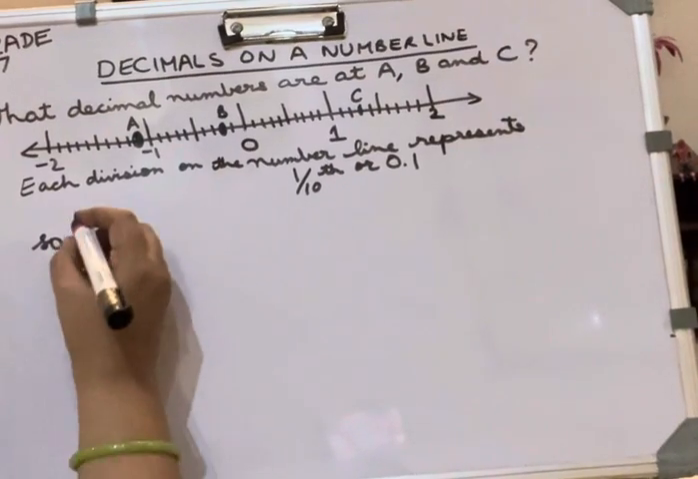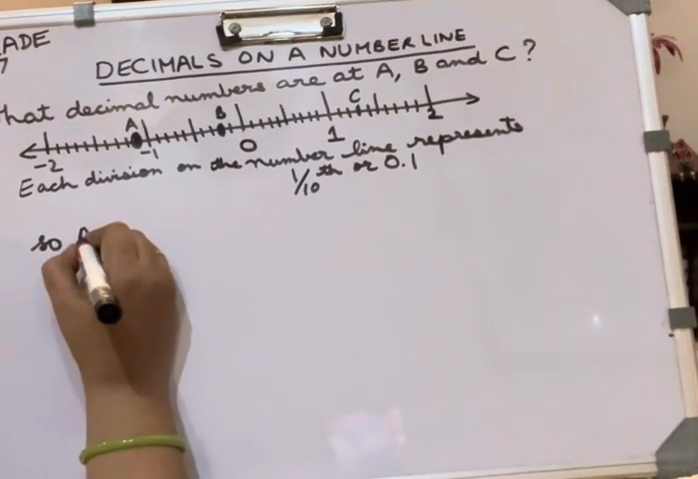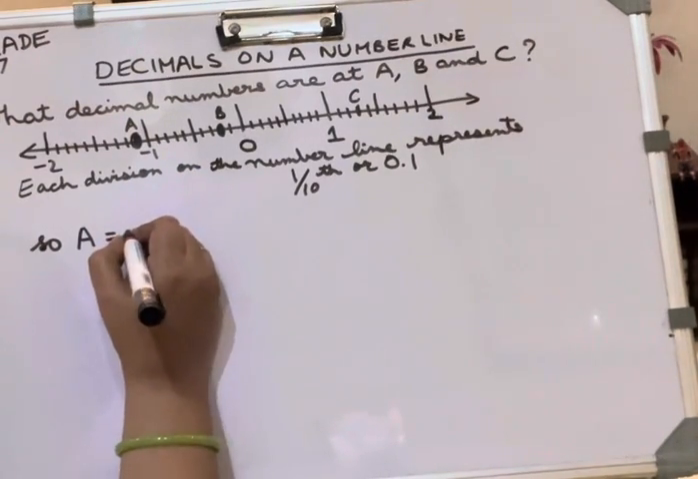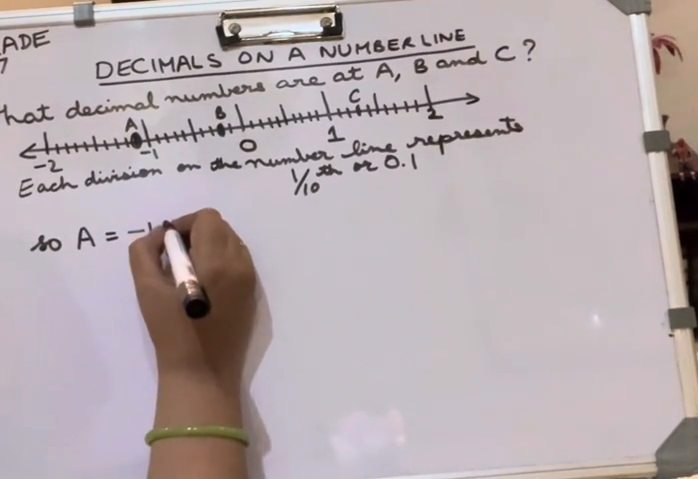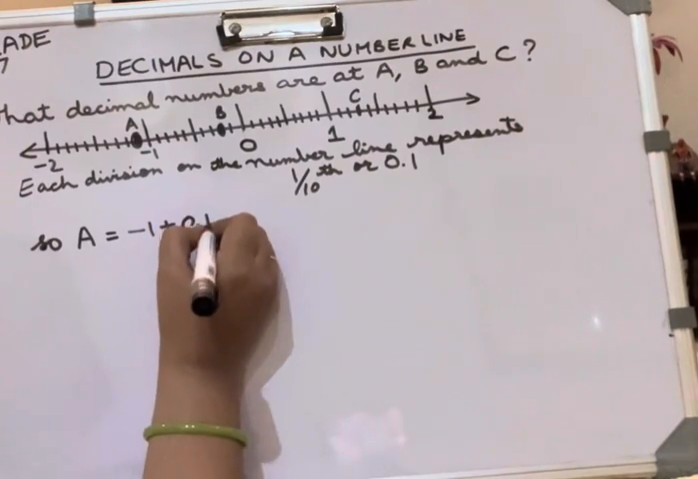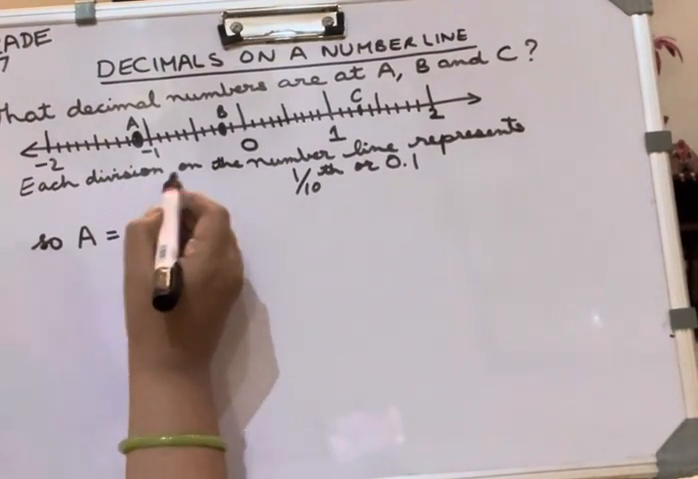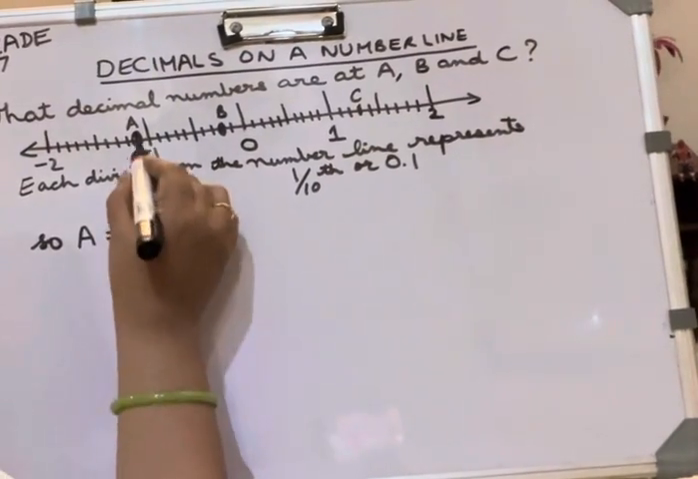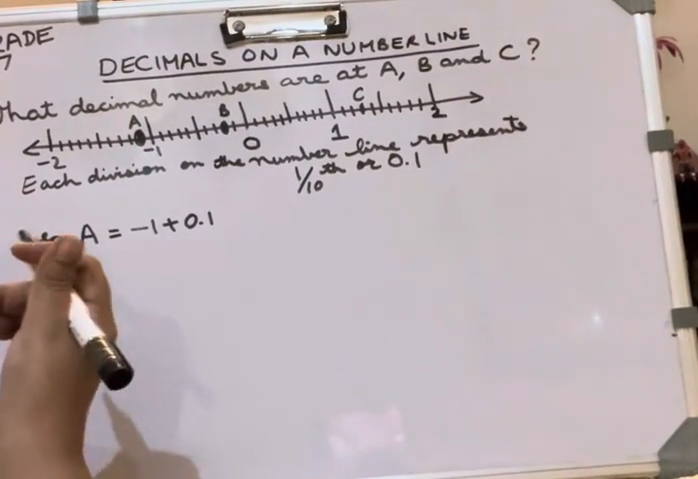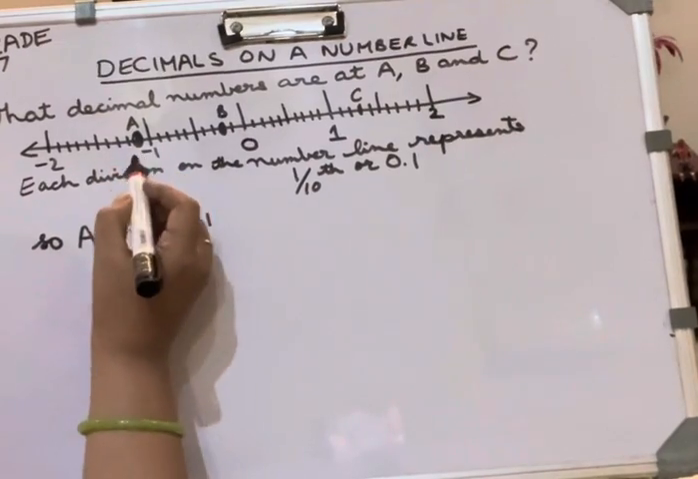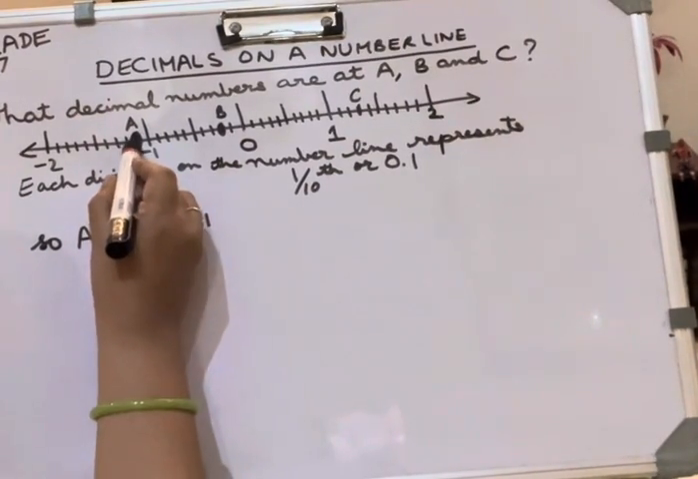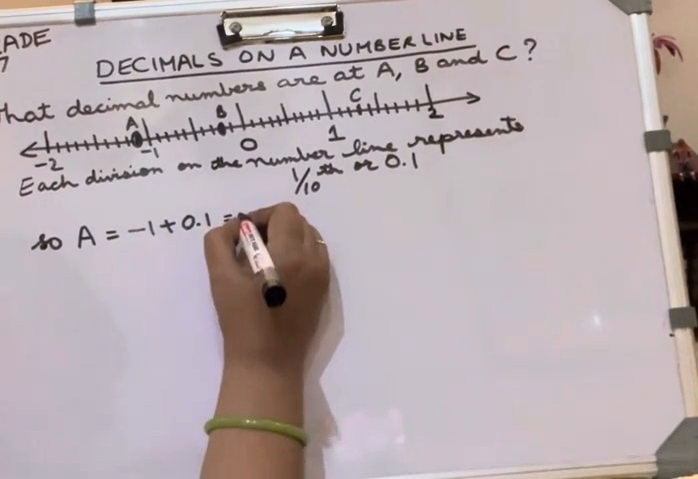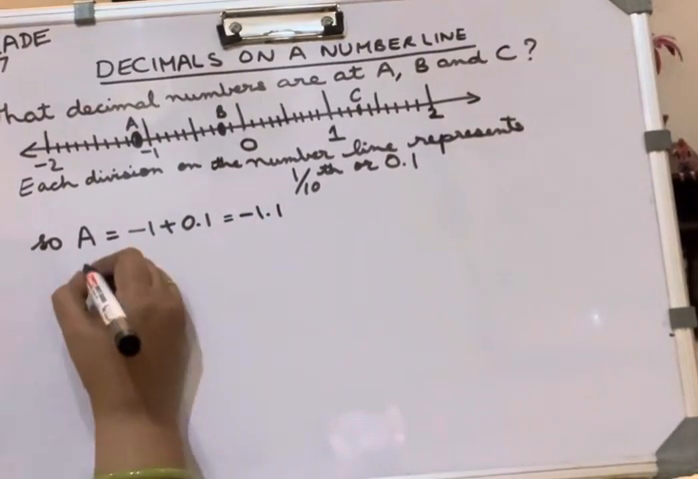Now what do we observe? The value of A is -1 plus 0.1. Why? Because each division is representing 1/10 or 0.1. So the value of A at this position is -1 plus 0.1, which is -1.1.